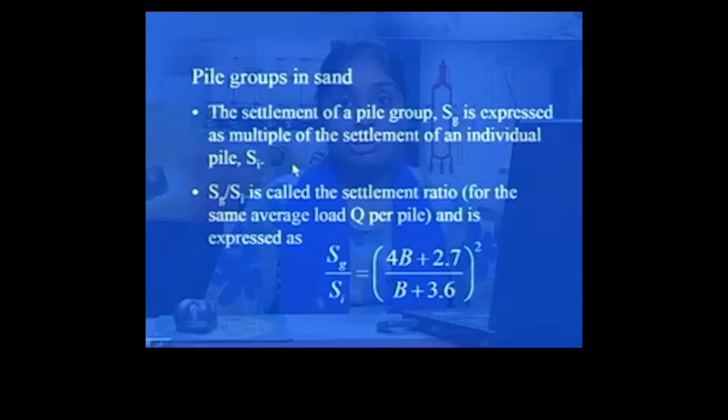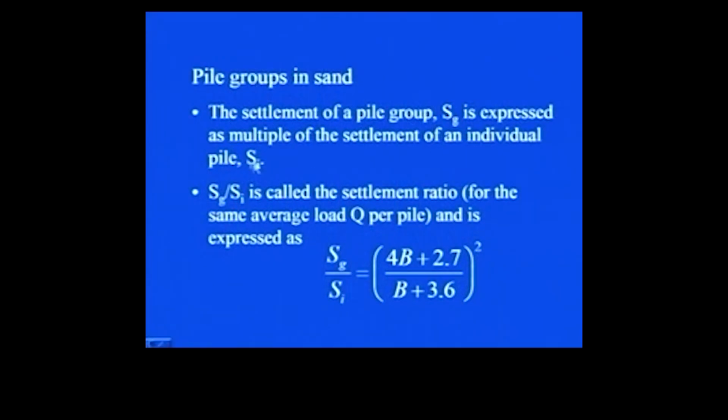Obviously, this Sg will not be equal to n times Si, where n is the number of piles. However, it is some multiple of the settlement of an individual pile. That is why usually we talk in terms of settlement ratio, which is defined as the settlement of group of piles and the settlement of individual pile. So, here you see that Sg by Si is called the settlement ratio for the same average load Q per pile. You have to be very sure about it, that whatever is the load on the pile group, it should have the same proportion when it is coming to the individual pile.